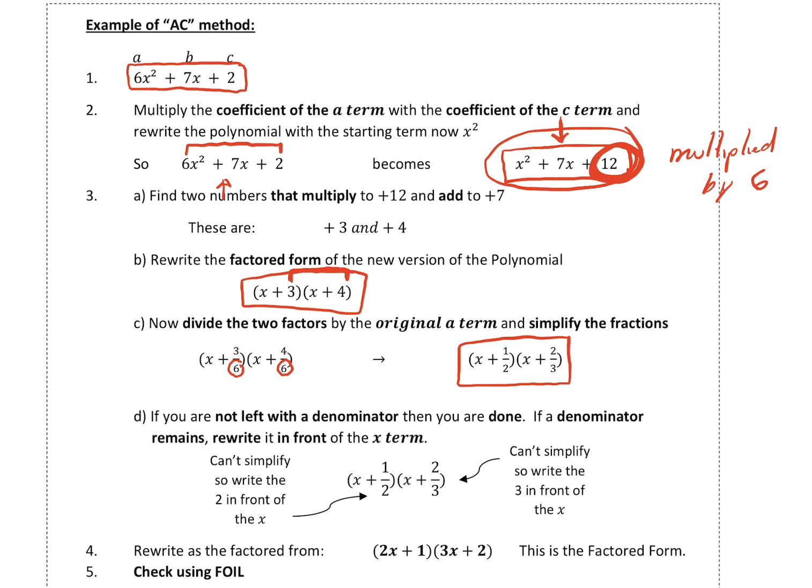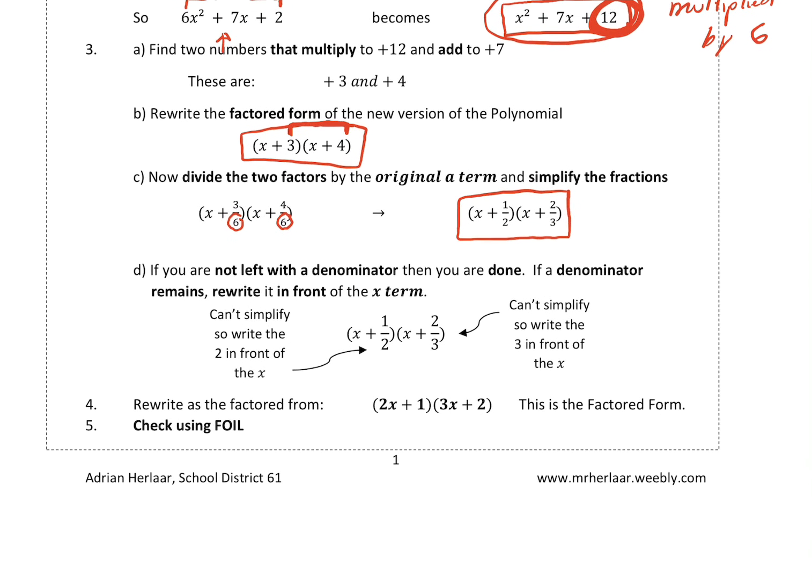Now, I'm just going to show you this, but I'll explain it in a minute. You then take this and you write it up there, and you take this and you write it up there. Now, why do you do that? So you end up with this. And you can check that using FOIL, and that's how you always double check. 6x squared, 2x, 3x, 4x and 3x is 7x, good. 1 times 2 is 2. So you know you did it right. So always check to make sure you did it right after.